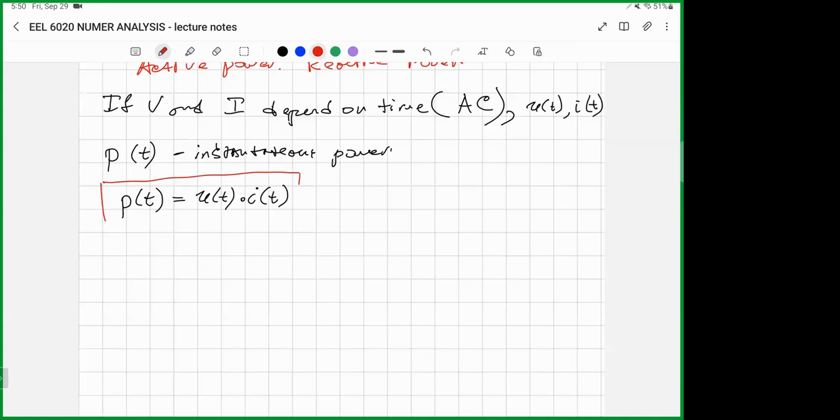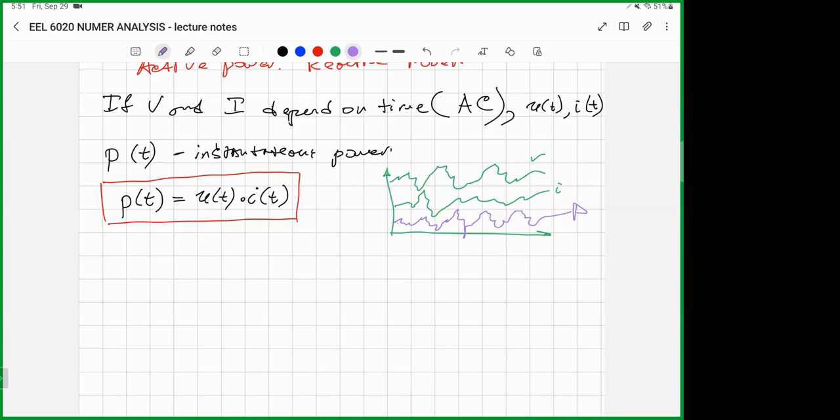For example, in our circuits, the current and the voltage can be very complex functions of time. Like this can be our voltage, and this can be our current. When we take the product of the two, the result will also be a complex function of time, and this is going to be the power in our circuit.